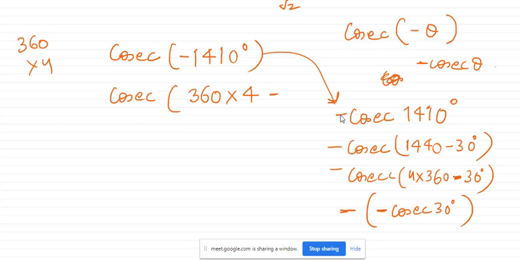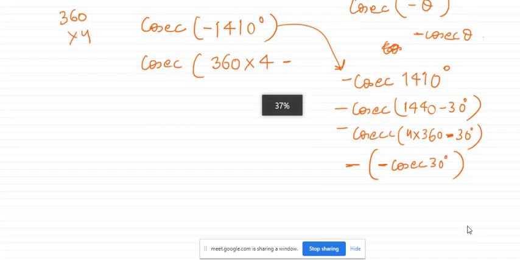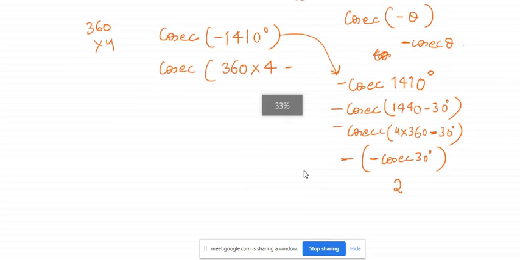Minus cosec 30, and minus cosec 30. Cosec 30 is how much? So the cosec value for cosec 30 is how much? Cosec 30 is 2 only, right? Sin 30 is half, so it will be 2 only. No, not cos 30. Sin 30 is half. Okay.